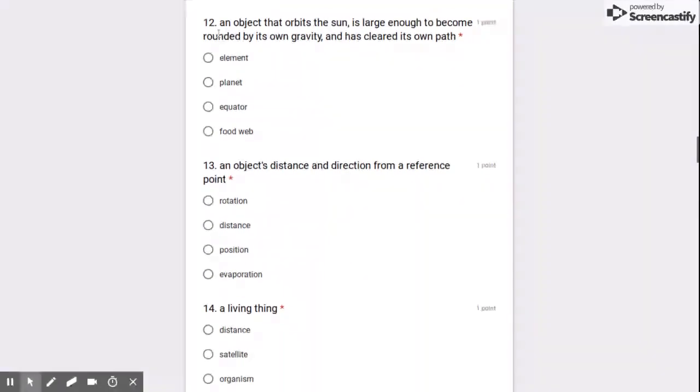Number 12. An object that orbits the sun. Is large enough to become rounded by its own gravity and has cleared its own path. Element, planet, equator, food web.